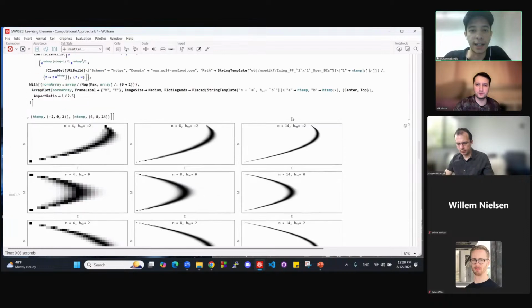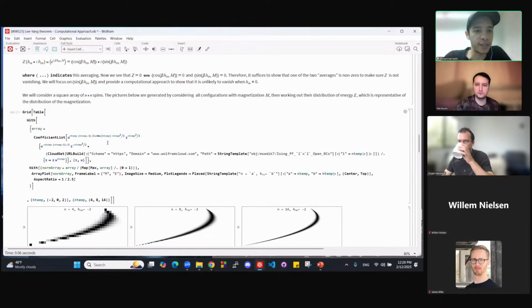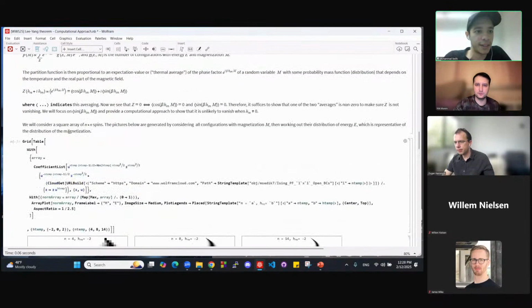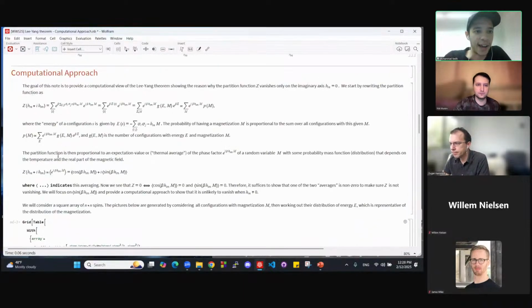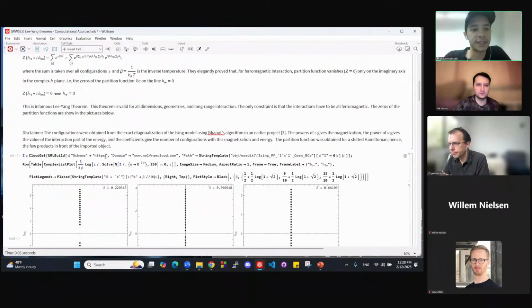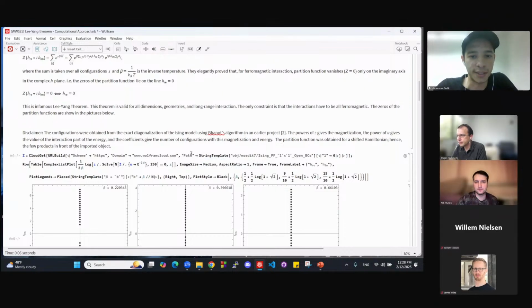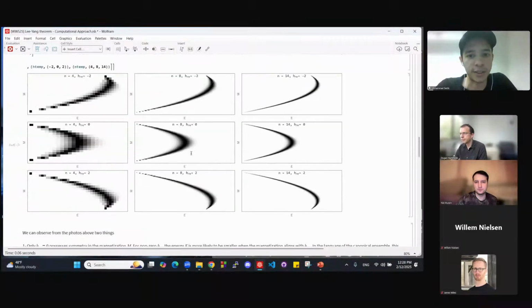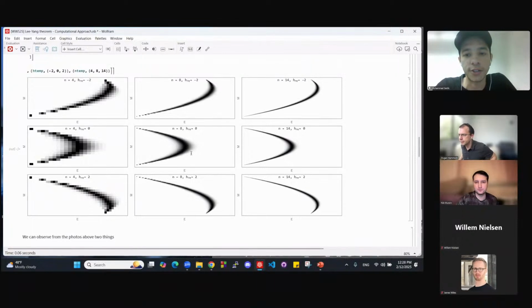And I have all of the partition functions that I created stored on the cloud. If anyone wants to take them and play with them, feel free to do so. I could post how to get the partition function on the chat or in Discord.